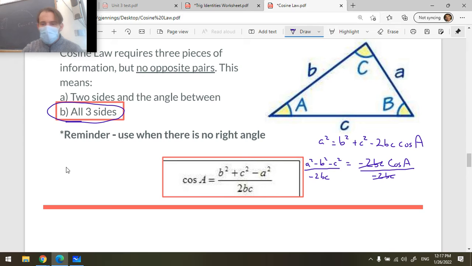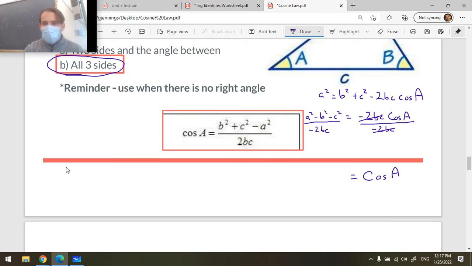And I'm going to get this glorious line. This is equal to cosine of A. So that's all that's left over there. And over on this side, let's rewrite it a little bit: negative B squared minus C squared plus A squared. I just wrote it in the same order that we have there, all over negative 2BC. Now I see negative on the bottom, and I don't like that. So I'm just going to flip every sign on the top, and the negatives will cancel. There. And now I have it written that way.